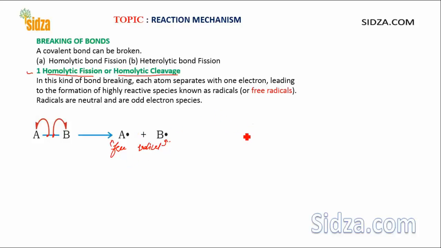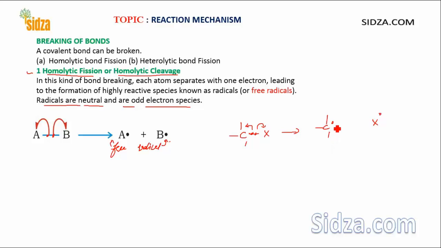So whenever a bond breaking occurs, suppose between the carbon and the atom X, so that carbon with one electron, atom X with one electron. So these are the free radicals, right? These are highly unstable species. These are also very reactive species called free radicals, right? So radicals are neutral and are odd electron species. These are neutral molecules but odd electron species, and they are also electron deficient, right?